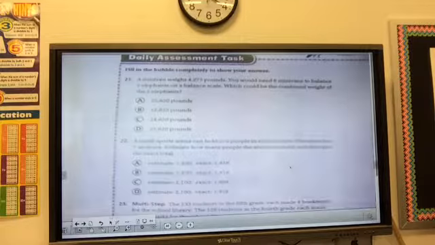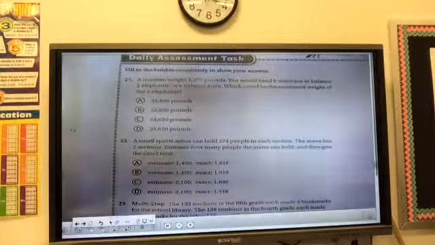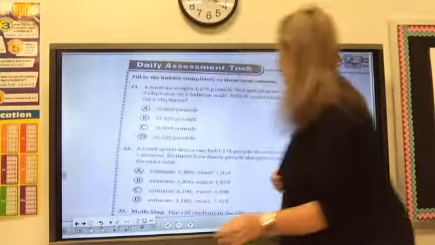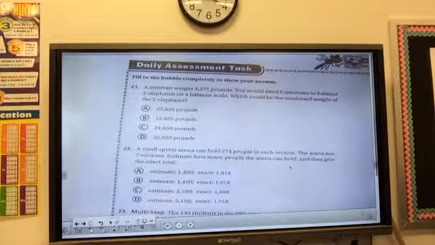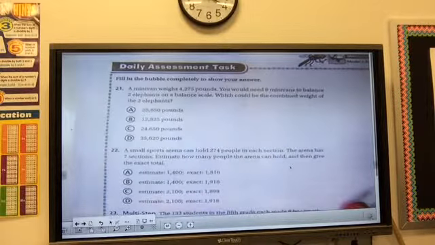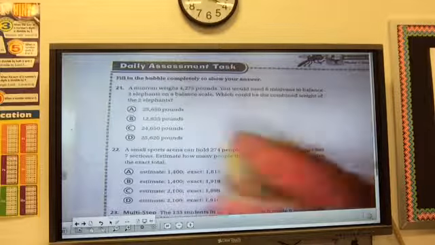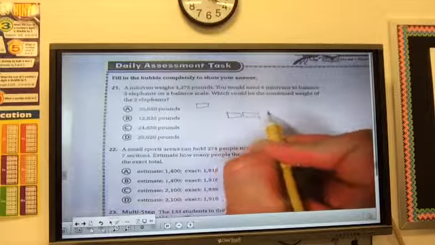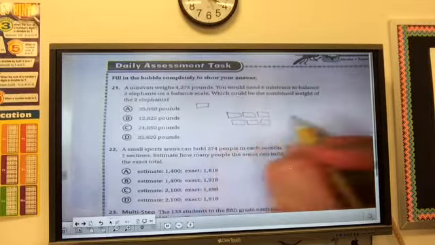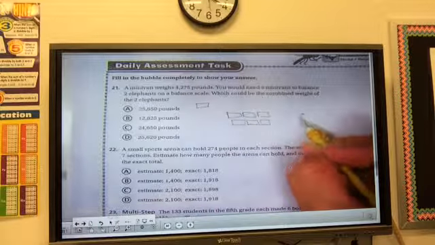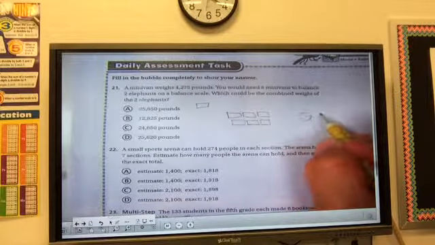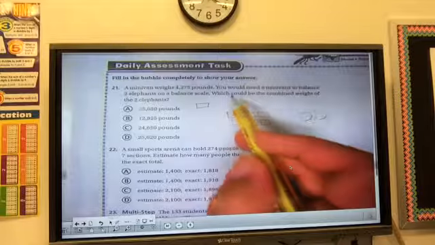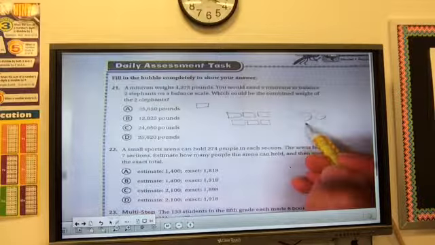Okay, it says a minivan weighs 4,275 pounds. You would need 6 minivans to balance 2 elephants on a balance, which could be a combined weight of the 2 elephants. Okay? So a minivan, this is a minivan. You would need 6 of those minivans to balance 2 elephants. So this is an elephant. Big ears. Okay? So which could be combined weight of the 2 elephants? I already know these are 2 elephants.